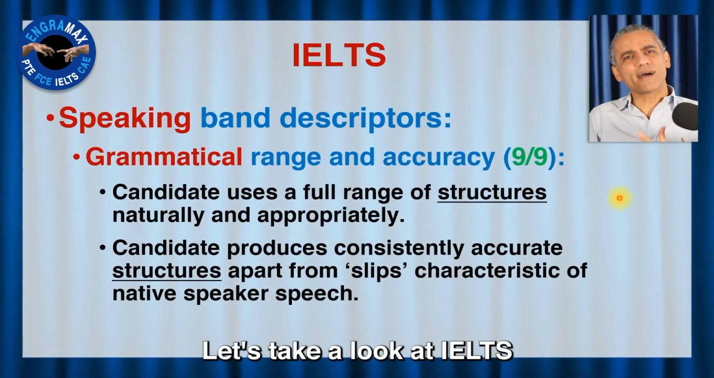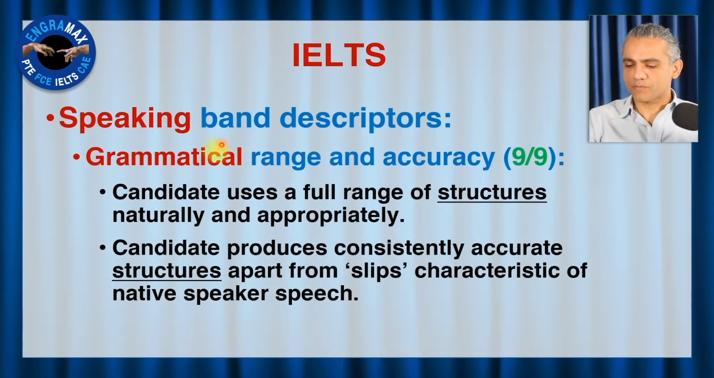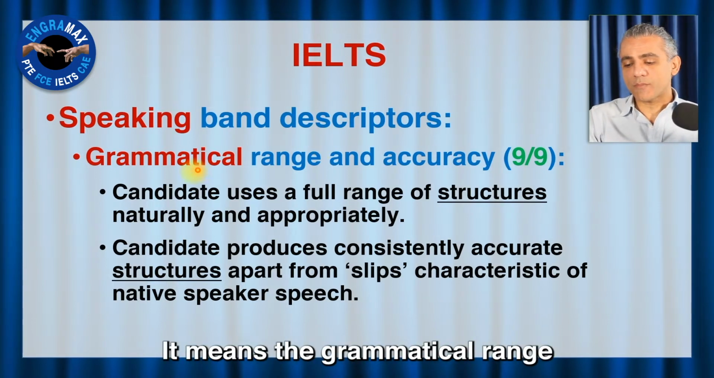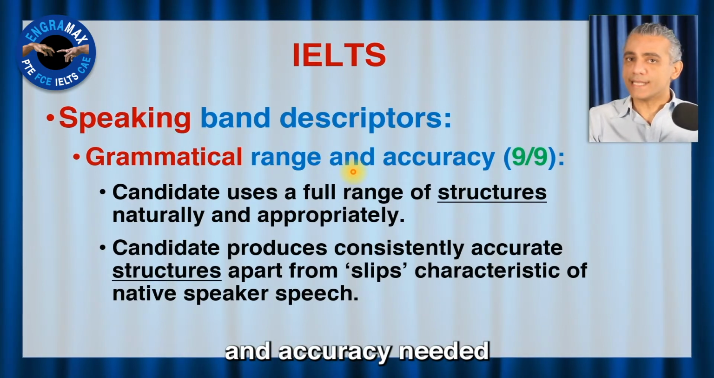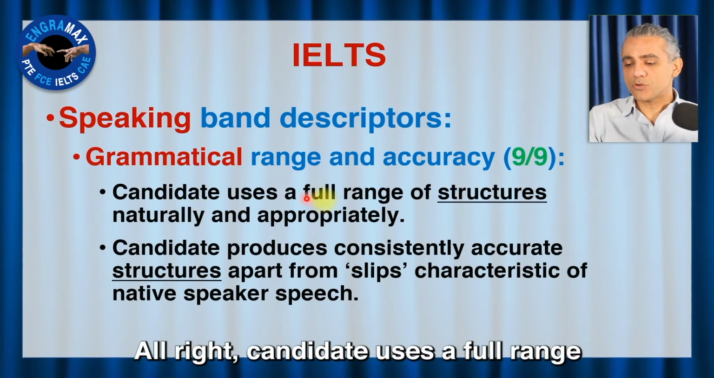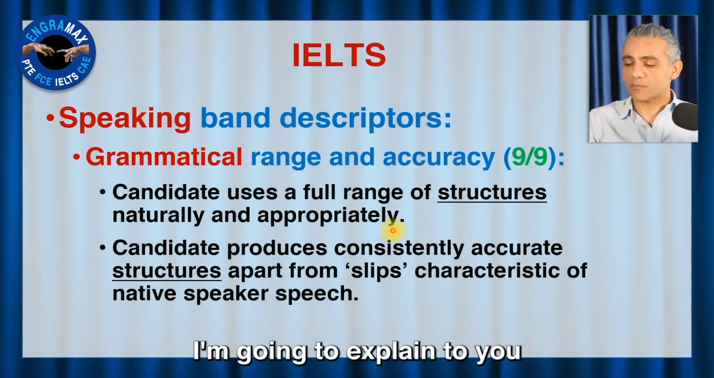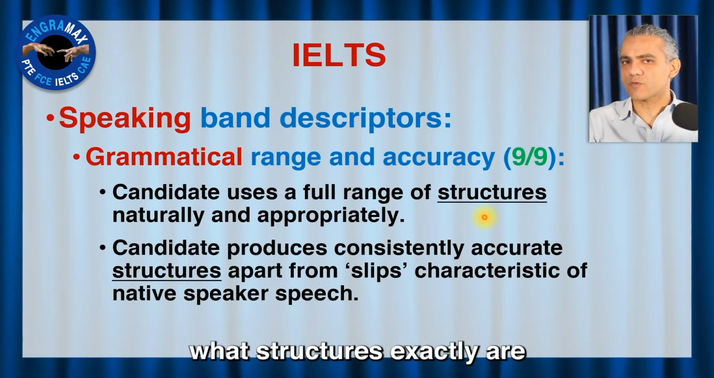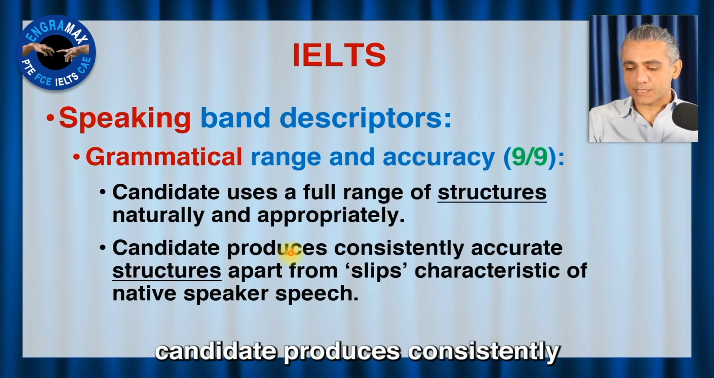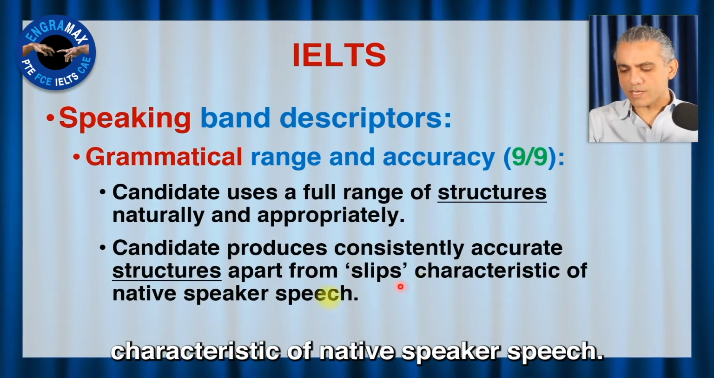Let's take a look at IELTS band descriptors. Okay, speaking band descriptors. What does that mean? It means the grammatical range and accuracy needed to get a 9 from 9, all right? Candidate uses a full range of structures naturally and appropriately. I'm going to explain to you what structures exactly are. Candidate produces consistently accurate structures apart from slips characteristic of native speaker speech.